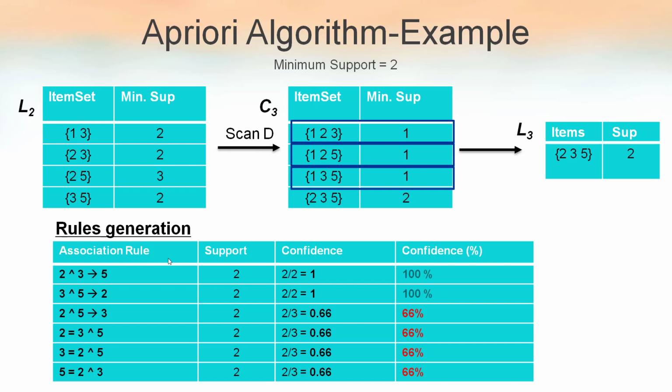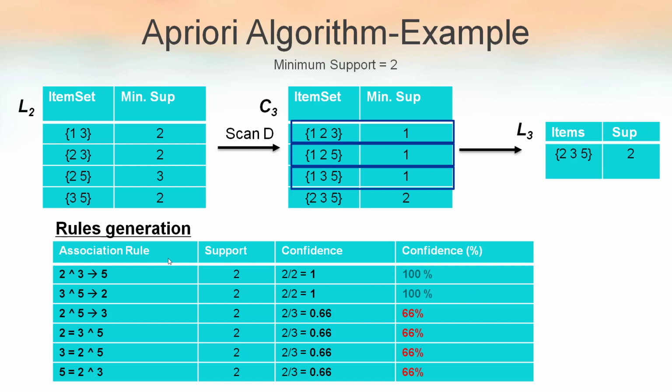Next is the rule generation. Using frequent item set 2, 3, 5, I am writing the rules. Here I am writing the 6 rules and calculating support and confidence. Support for all the rules is 2. Support means the frequency of the rules. So the 2, 3, 5 item set is available 2 times in transaction database capital D.